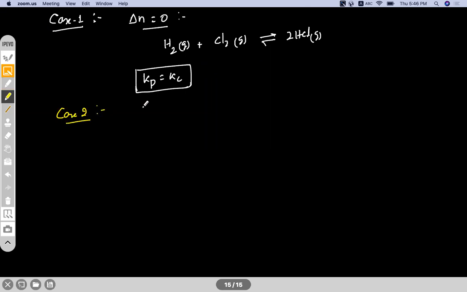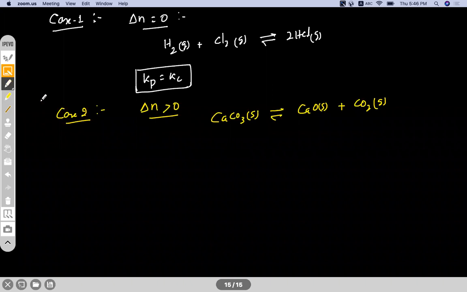Case two, when delta n is greater than zero. So we have CaCO3 solid converts into CaO solid plus CO2 gas. So obviously delta n is greater than zero, while the value is one. So Kp is also greater than Kc for this condition.